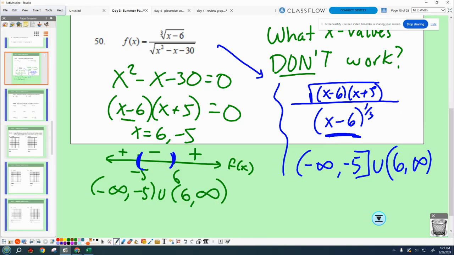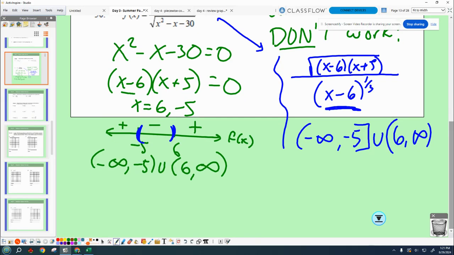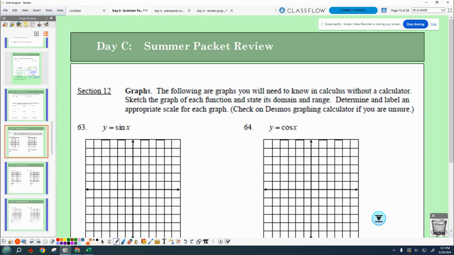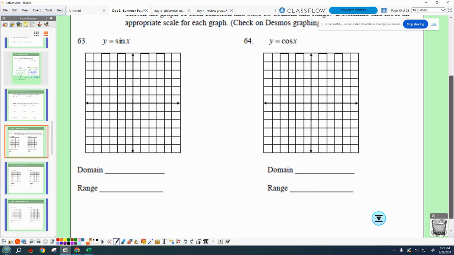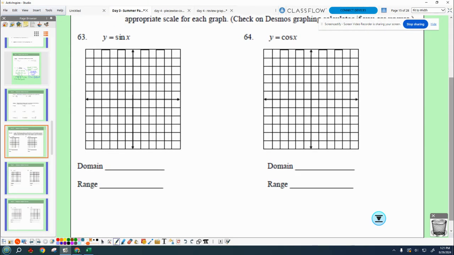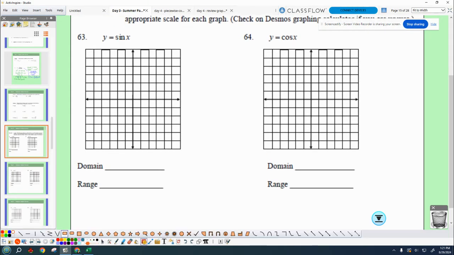Were there other questions from brain training or the packet that you want to talk about? Because I can show you guys graphs. There are some things that I will remind you of as we go through the year. Sine and cosine, we do kind of want you to know what they look like.